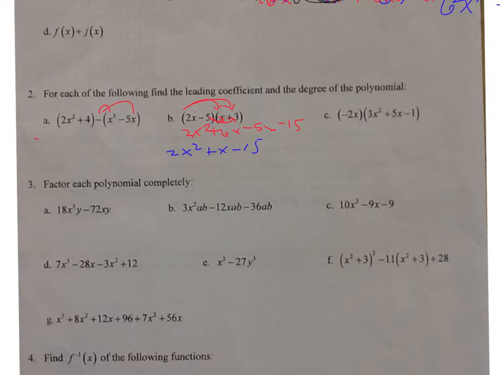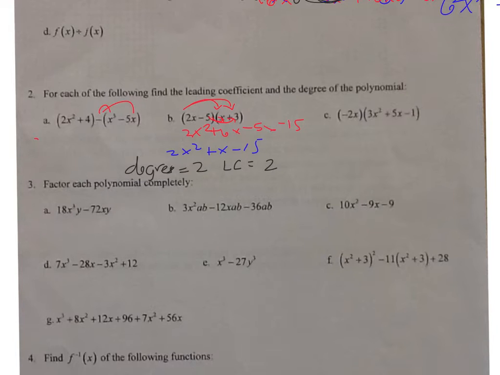So my degree is 2. Degree is equal to 2. And my leading coefficient is equal to 2 also. All right, so let's take a look at C.